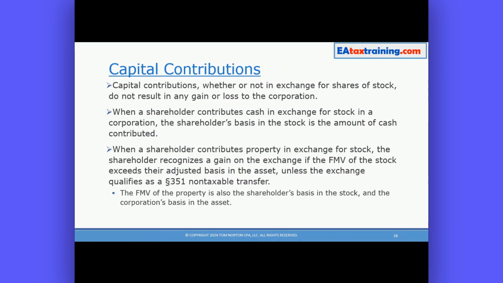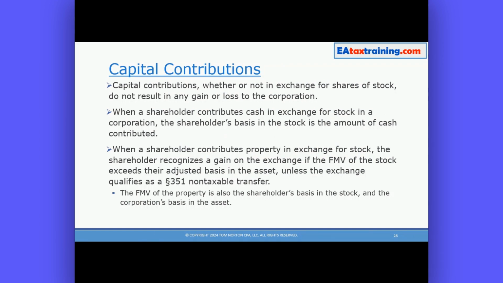When a shareholder contributes property other than cash in exchange for stock, the shareholder recognizes a gain on the exchange if the fair market value of the stock exceeds their adjusted basis in the asset that they are contributing, unless the exchange qualifies as a Section 351 non-taxable transfer. And we will talk about that here in a few minutes.